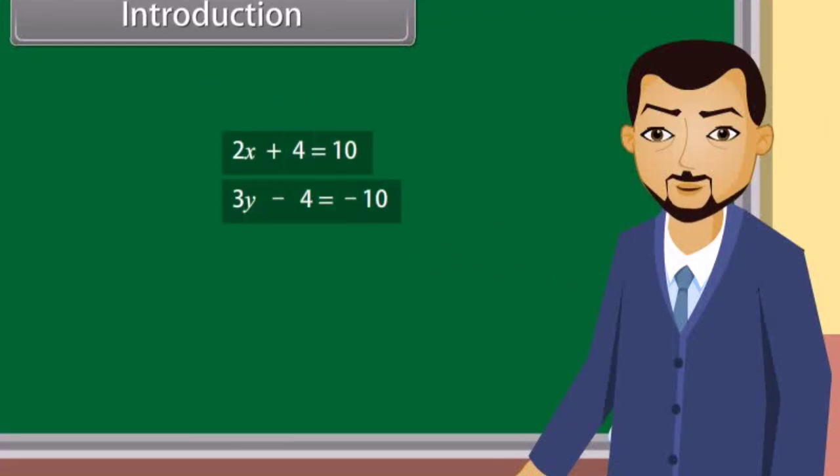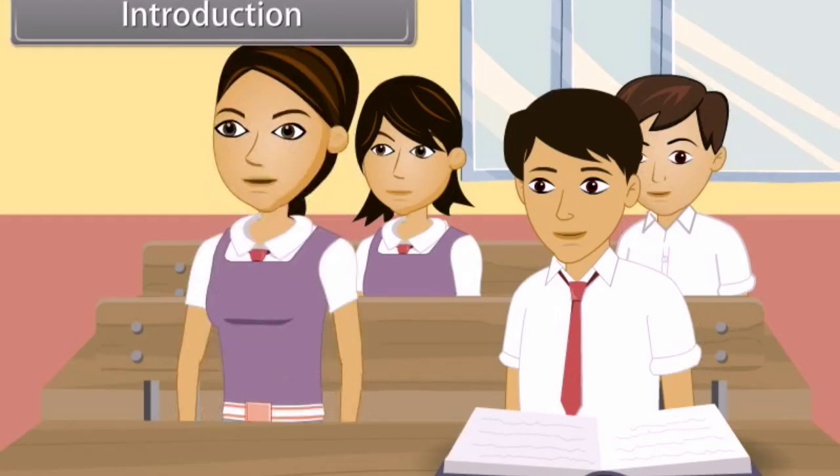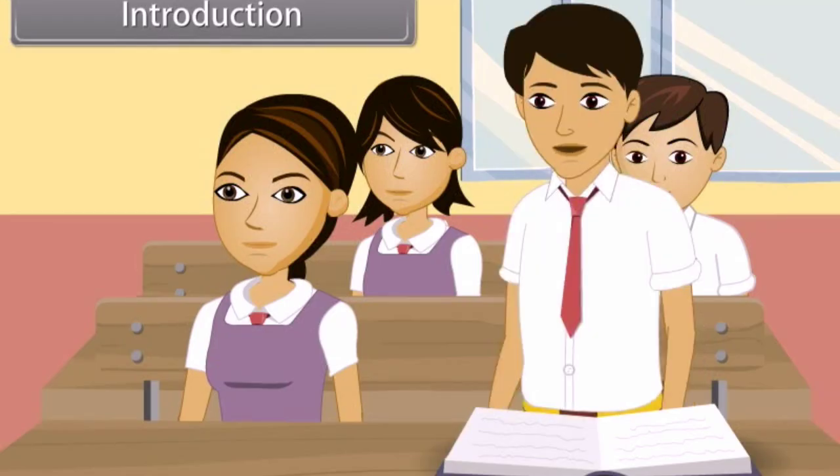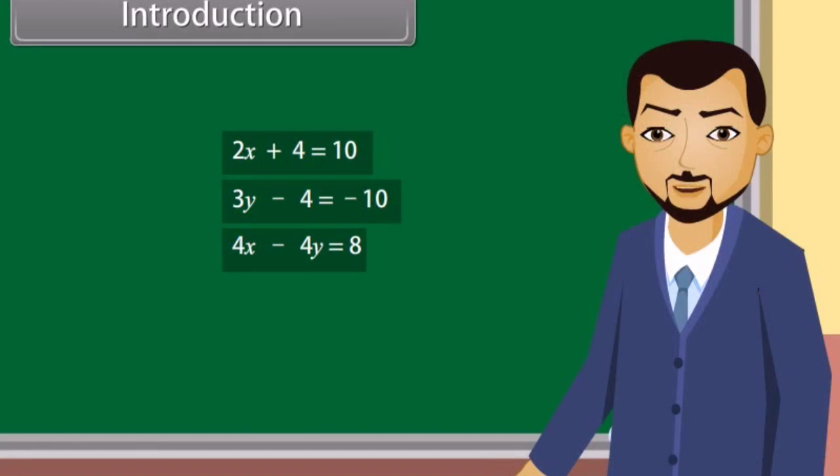Students, look at these equations. What type of equations are these? These are linear equations. Good. And what type of equation is this? This is also a linear equation. You're right. This is also a linear equation.